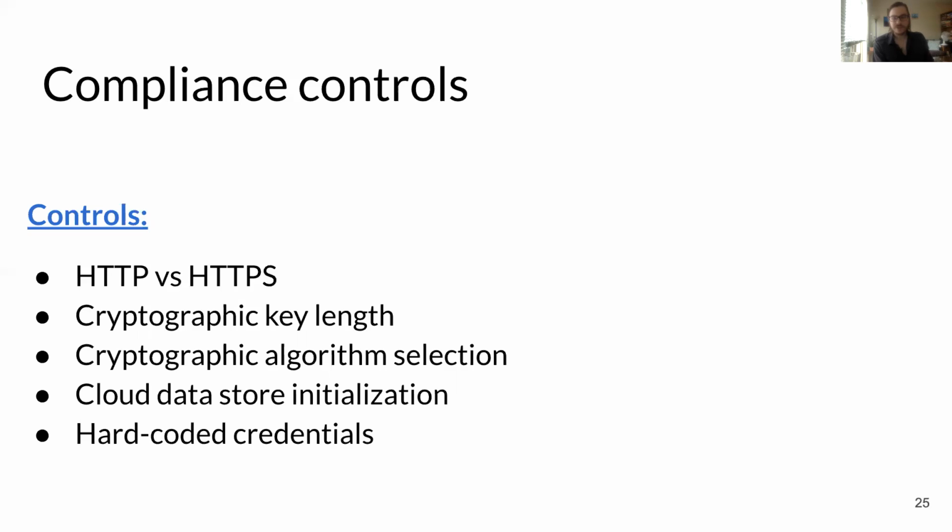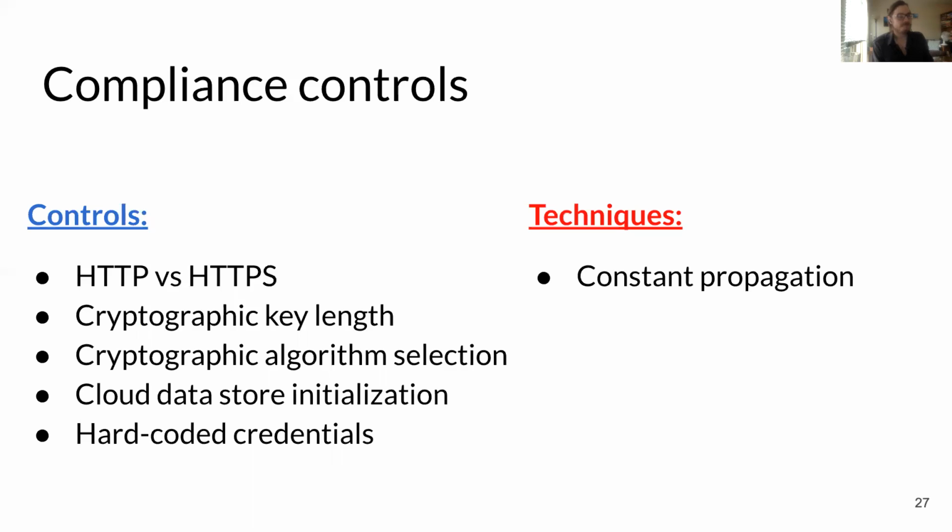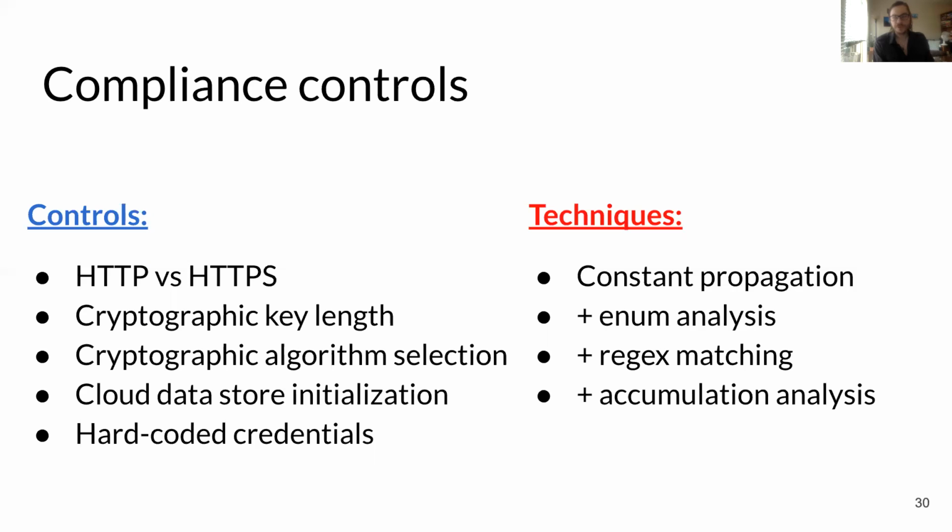And to handle these, we used mostly off-the-shelf verification techniques, right? There's no algorithmic novelty here. But just to give you an idea of how this works, the techniques. So for the first control, we used just a constant propagation algorithm. For the second, we added to the constant propagation algorithm an enum analysis that does constant propagation for enum values. For the third, we added a regex matching capability to handle the allow lists for the cryptographic algorithms. For the fourth, we used a technique called accumulation analysis. That's a form of type state analysis that doesn't require whole program inference. And for the fifth, we used a data flow analysis similar to a taint tracking system. And then all of these are known.